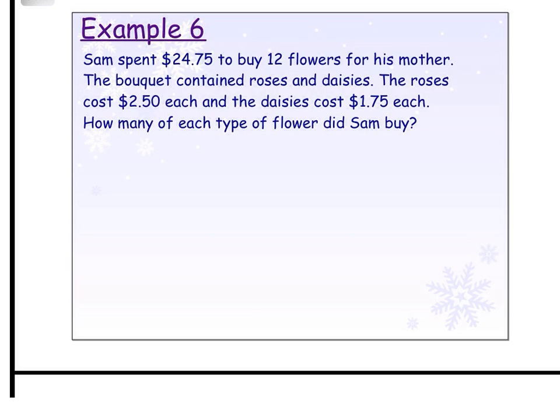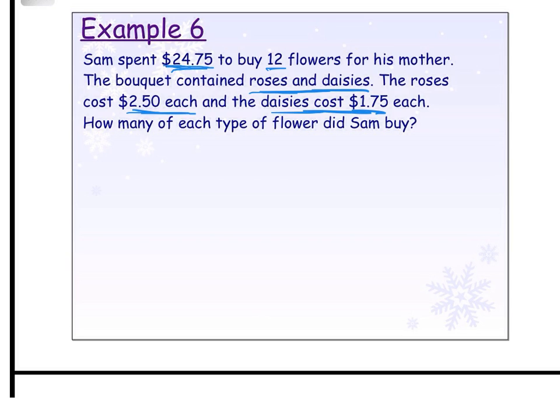So this word problem is in a section about solving systems of equations. So my first thought when I read this is I know I have to write 2 equations. The only way I can solve a system is if I have 2 equations, which give me 2 lines on a graph that cross. If I just write 1 equation, there's nothing for me to really solve there. So I need to look for some key pieces of information. I know he spent $24.75 to buy 12 flowers. The bouquet contained roses and daisies. The roses cost $2.50 each, and the daisies are $1.75.